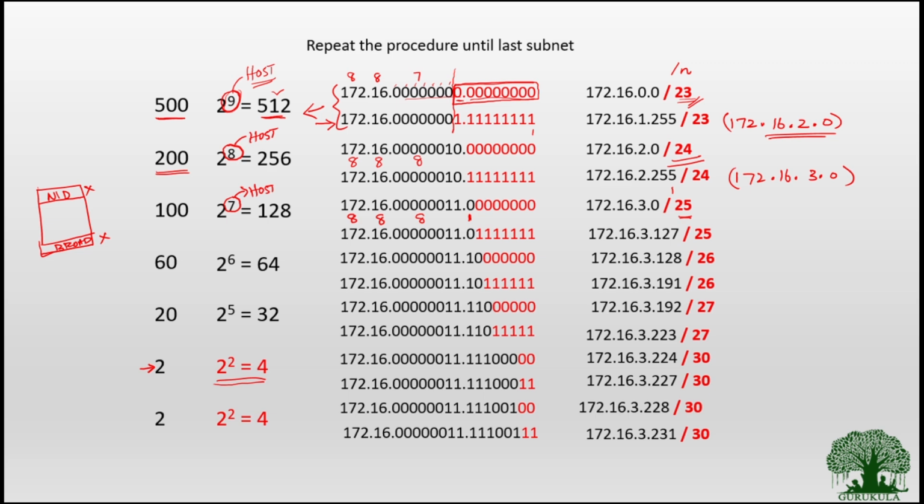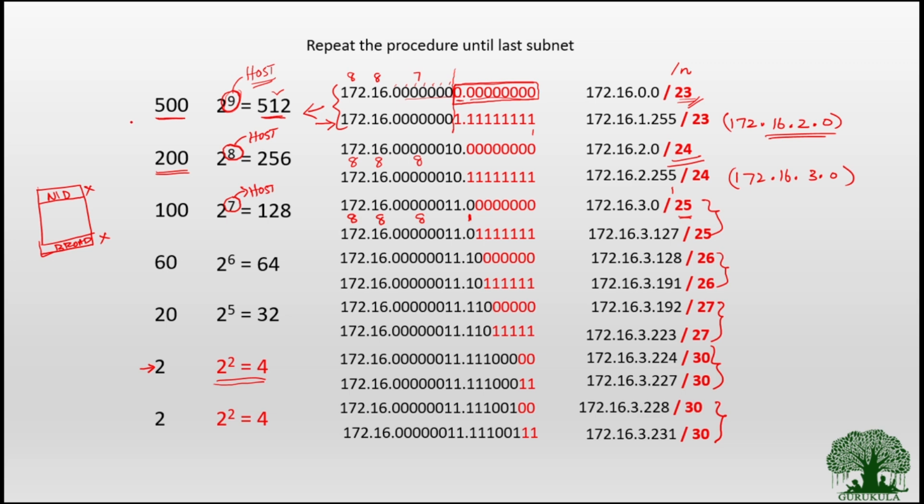So with this, we have finally divided the subnet mask. The given address space is divided into 7 subnets, and you can clearly notice that the number of bits used for representing the network keeps on varying. Earlier for the first subnet it is 23, for the second subnet it is 24, for the third subnet it is 25, and next it is 26, 27, 30 and then 30, where you can clearly see that the number of bits required for representing the network keeps on varying. So this is what is called variable length subnet masking or variable length subnetting.